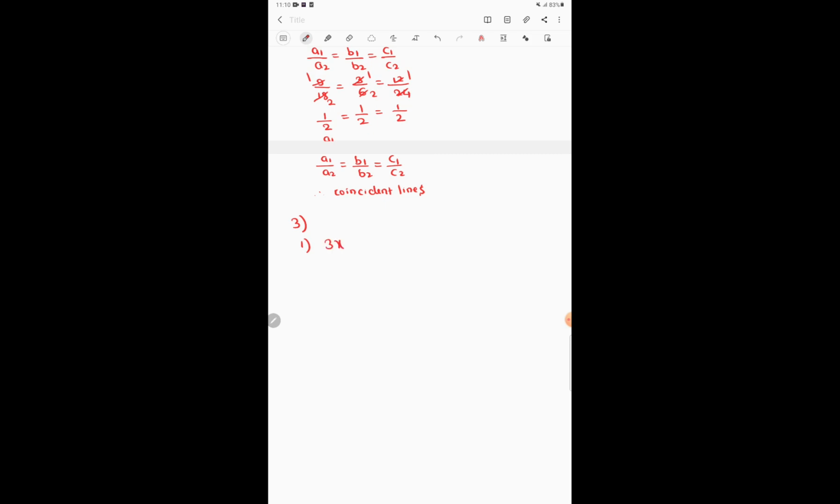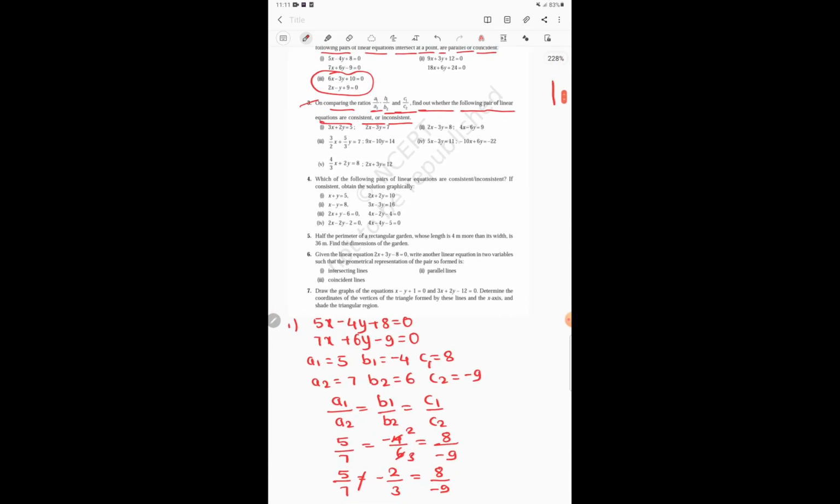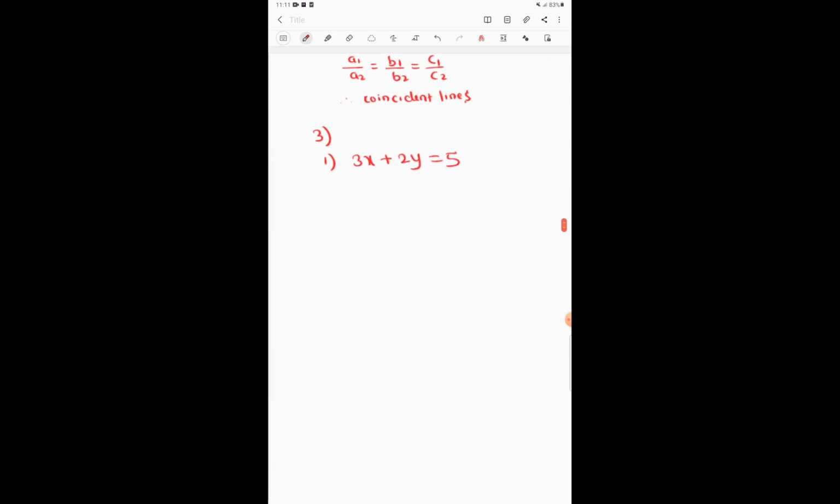3x plus 2y is equal to 5. So second, see the second equation, 2x minus 3y is equal to 7. Before we solve this one example, first we have to check whether it is a linear equation or not. Remember here 5 comes this side, the right side, 7 also on the right side.